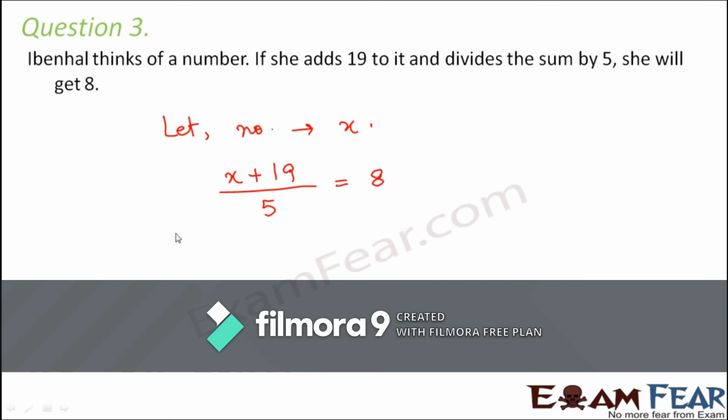So this is a pretty simple equation and we can definitely solve this. So this becomes x plus 19, we move 5 to the right hand side, so it becomes 8 into 5. So x plus 19 is equal to 8 into 5, that is 40. So we can say x is equal to 40 minus 19. Therefore, x is equal to 21. So 21 is the number that she thought of.